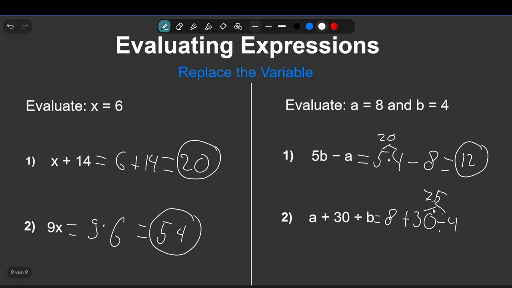Now, all we have left is the 8. So we're going to do 8 plus 7.5, and this will give us a final answer of 15.5. So we have done 4 examples here, and I think we have built a pretty good foundation at the start, or the intro, of evaluating expressions. This method or this video should help you out with more complex expressions.